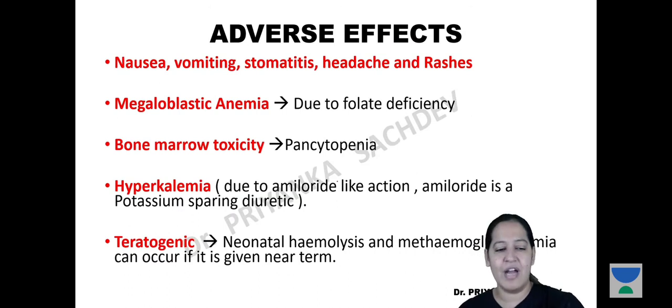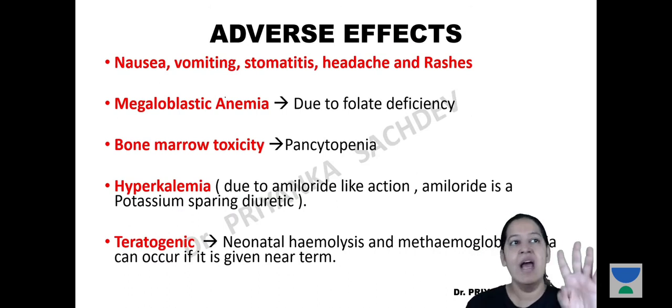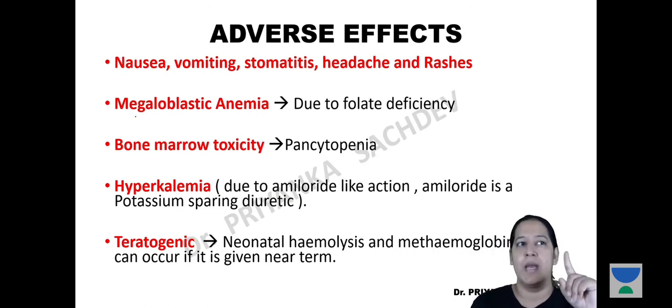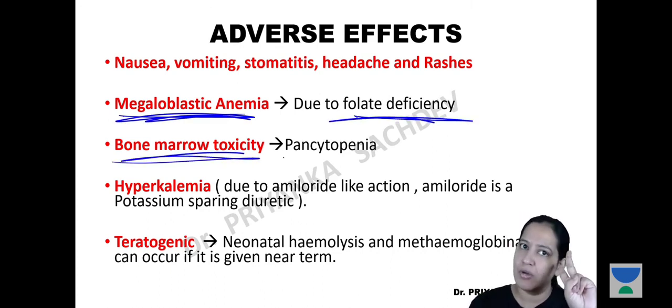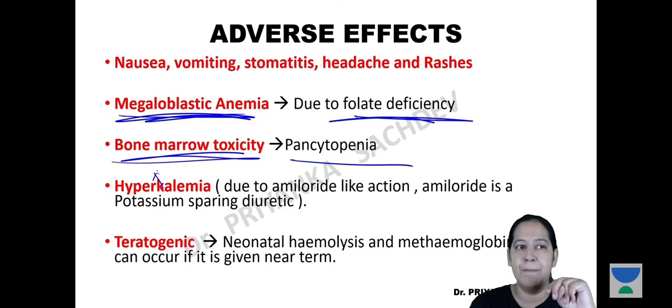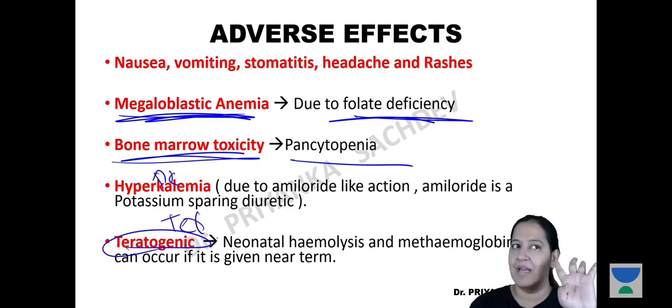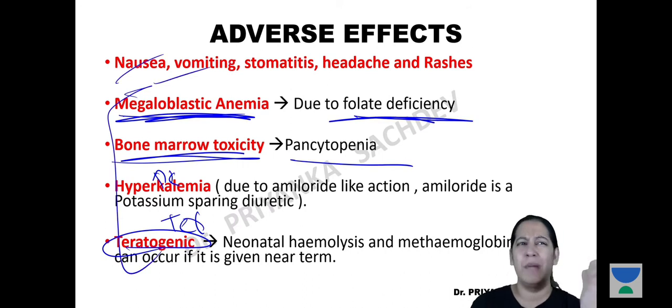Adverse effects, I don't have a mnemonic for this. You will have to learn them. Megaloblastic anemia due to folate deficiency. Number 1, bone marrow toxicity causing pancytopenia, hyperkalemia and teratogenic. Teratogenic, can't give in pregnancy. So these are the 4 important ones. Nausea, vomiting are non-specific. These are the 4 specific side effects.